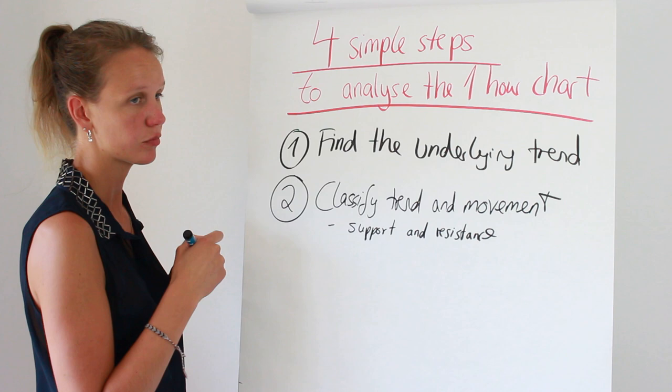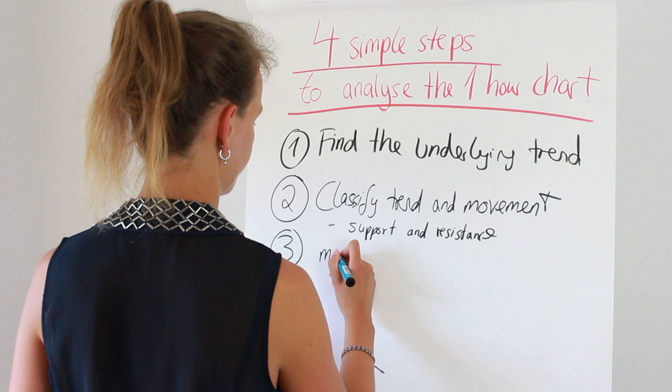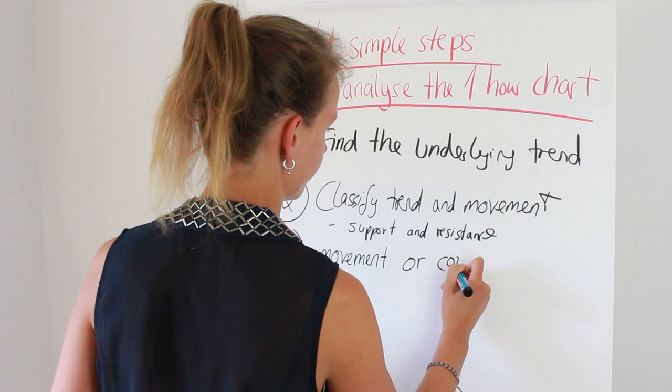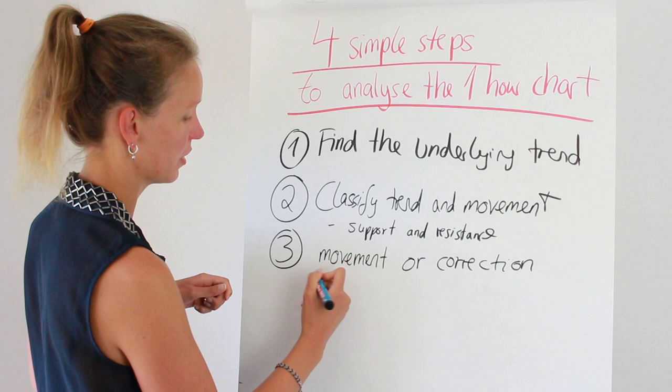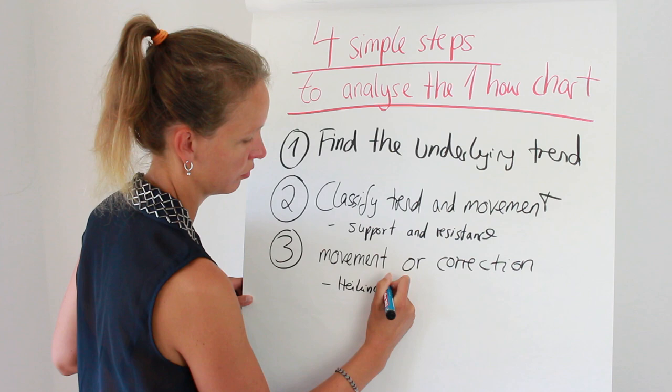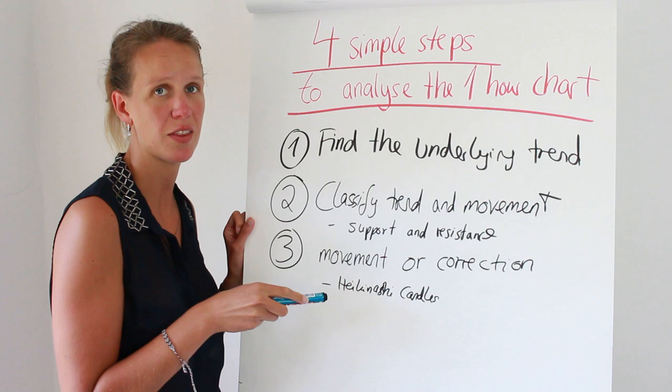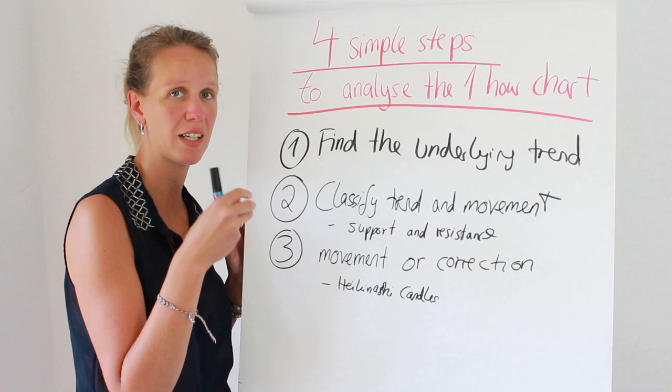So as third step, are we in a movement or in a correction? And are we doing this within a trend or within a sideways range? One tip I can give you is to use Heikin-Ashi candles for that. Because if you're using the Heikin-Ashi candles chart, it will help you to really take a look at the chart and to tell if we are in a movement or correction.